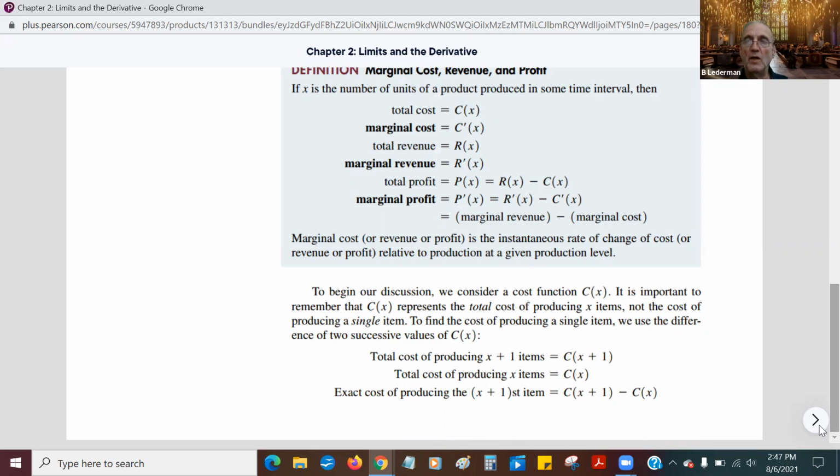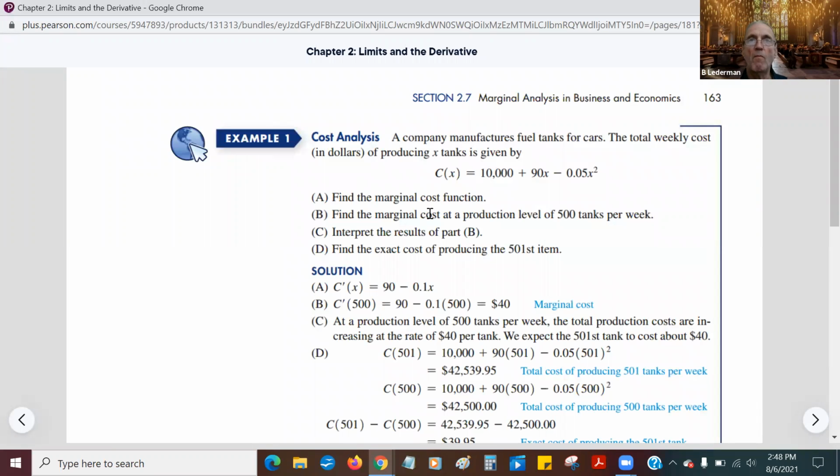So let's look at an example. A company manufactures fuel tanks for cars. The total weekly cost in dollars of producing X tanks is given by the equation C of X equals 10,000 plus 90X minus 0.05 X squared. And again, how they came up with this function, that's a whole other thing.